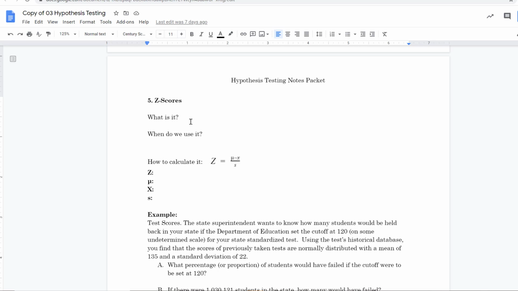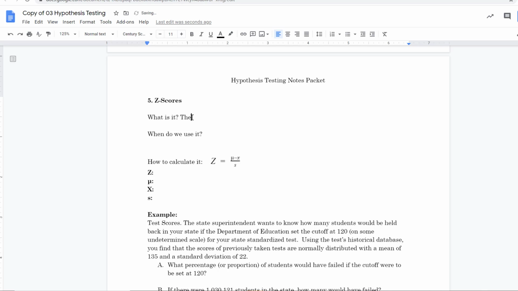So let's start out with just defining what the heck is a z-score. Hopefully you have your notes pulled up. Again, these notes are available on Google Classroom. You will need to make a copy of the notes. You can't directly edit the notes document, but assuming you have the notes open and you made a copy, we're ready to dive right in and start with just defining what is a z-score.